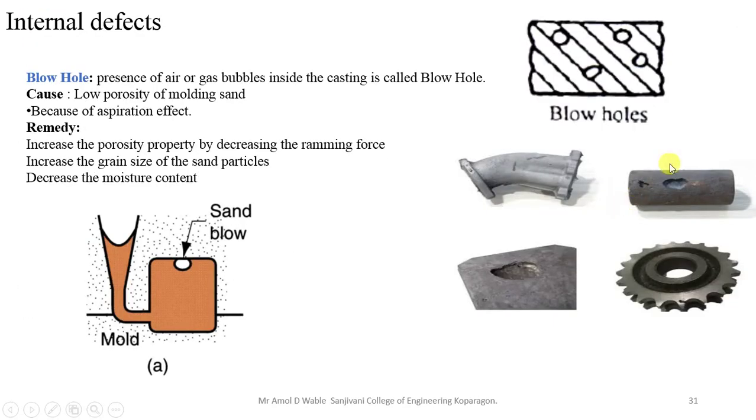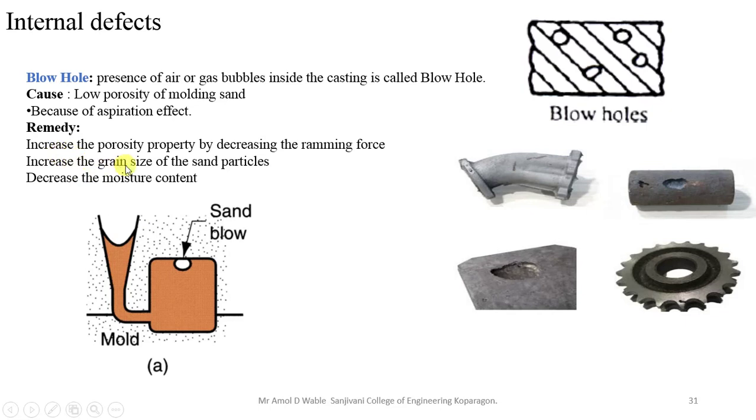So internal defects. In internal defects, blowholes will be present. Here the component is shown. When you remove some layer of your component, at the middle of your component you can find that some space remains without filling of molten metal, and this space is called a blowhole. Low porosity of molding sand, and because of aspiration effect, as we discussed earlier too, a blowhole will be formed in your component.